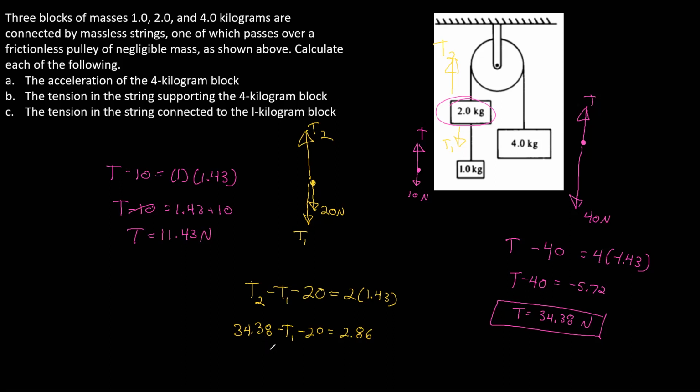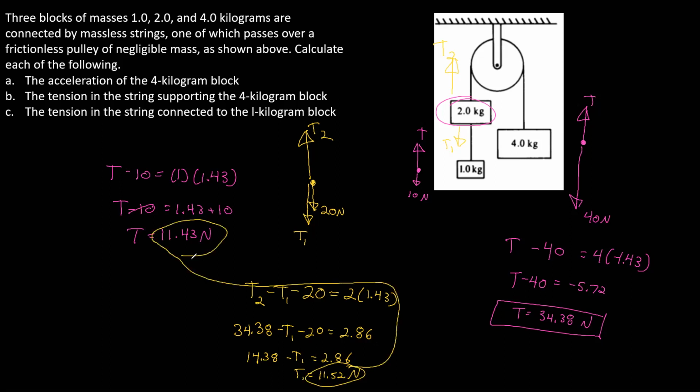So 34.38 minus 20 is 14.38, minus T1 equals 2.86. I'm going to add the T1 over and subtract the 2.86, and what I get is 11.52 newtons. Now this is different than this one, but not by very much. That's just a rounding error, and that's close enough.